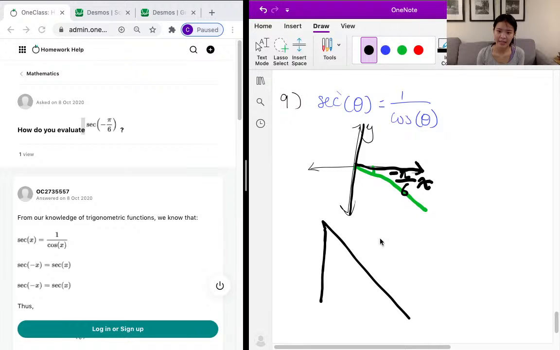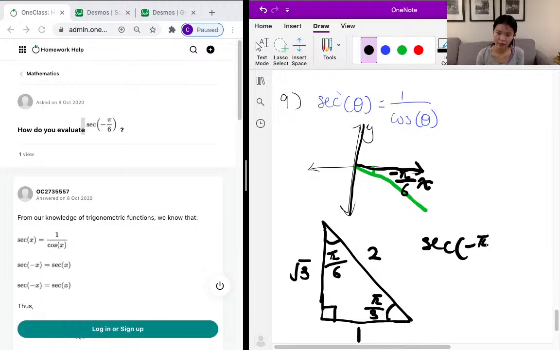Next, in order to find the exact value of pi over 6, we just use our special triangles here. There are 2 special triangles, and this is just one of them. The angle here is pi over 3, and the angle there is pi over 6. We just need to find the secant of negative pi over 6, which in this case has the same value as the secant of pi over 6.